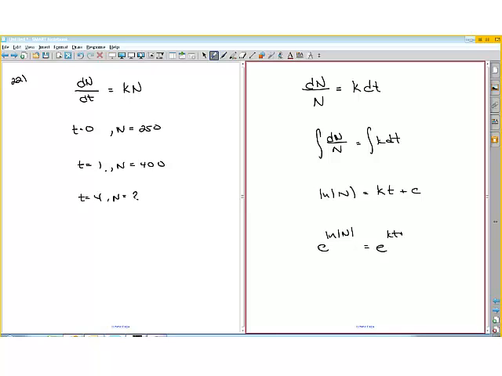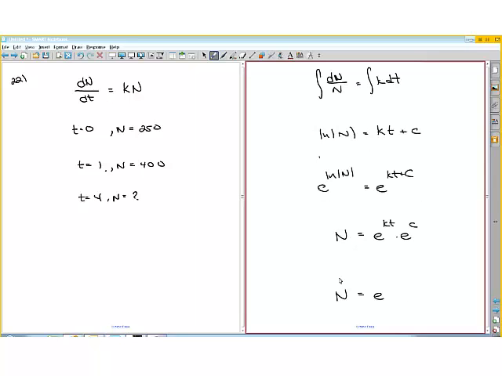The left-hand side just becomes n. So n is a solution. And here we have e to the kt times e to the c. But e to the c is just another arbitrary constant, so we get n equals c e to the kt. So this is our general solution. But we have two unknowns. We don't know what c is and we don't know what k is. That's why we have two conditions specified.